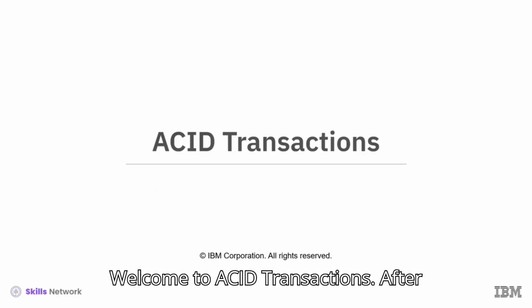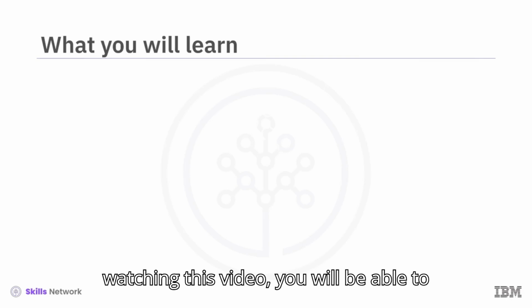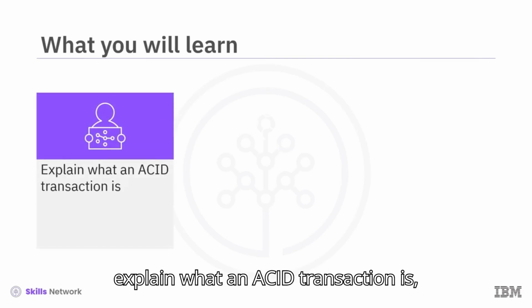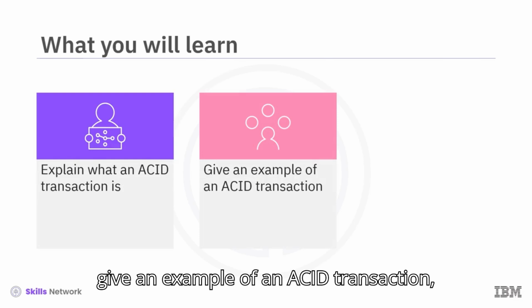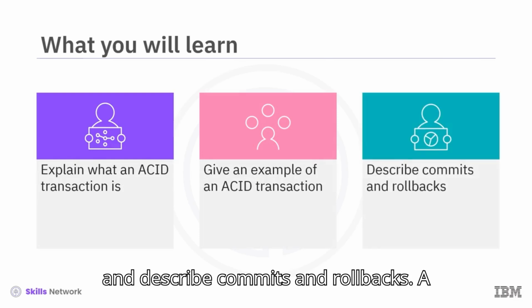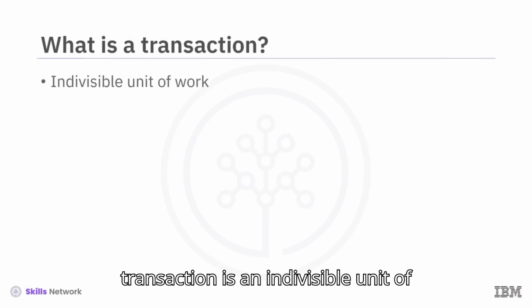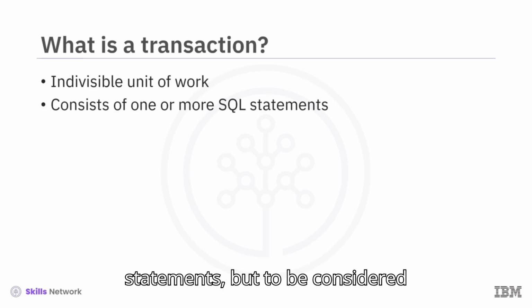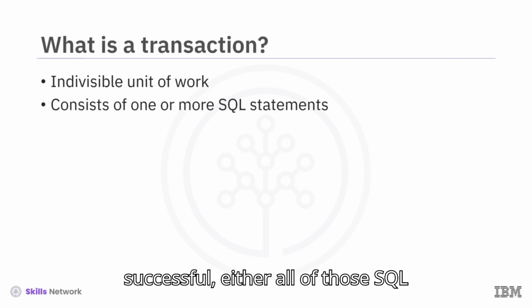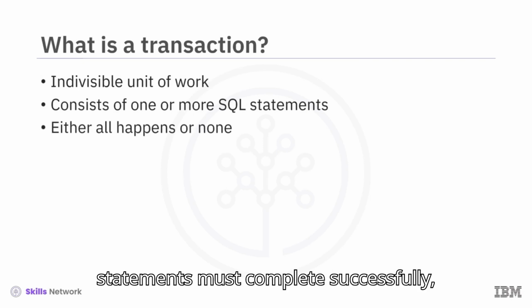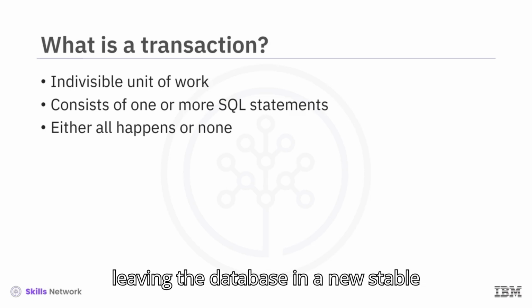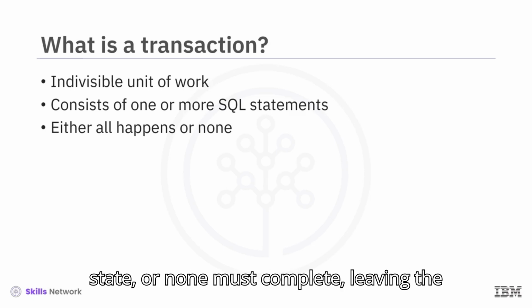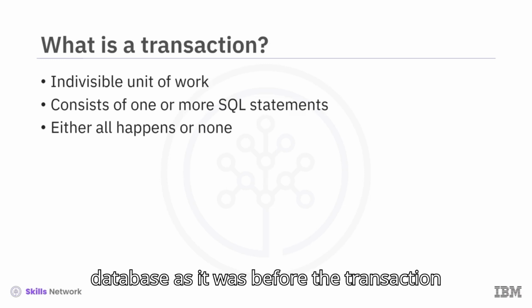Welcome to ACID transactions. After watching this video, you will be able to explain what an ACID transaction is, give an example of an ACID transaction, and describe commits and rollbacks. A transaction is an indivisible unit of work. It can consist of one or more SQL statements, but to be considered successful, either all of those SQL statements must complete successfully, leaving the database in a new stable state, or none must complete, leaving the database as it was before the transaction began.